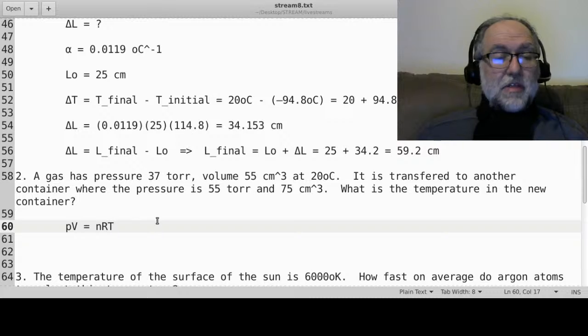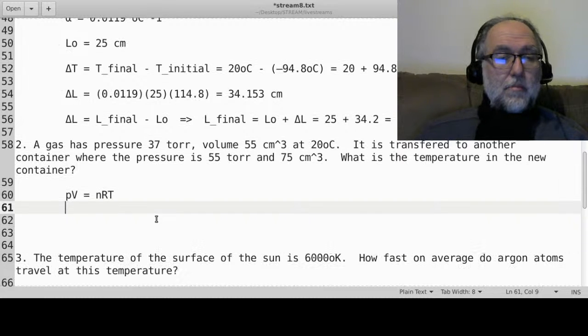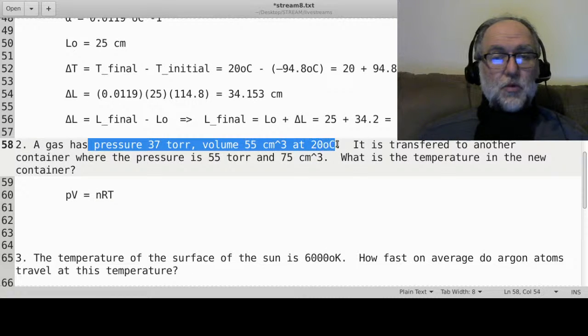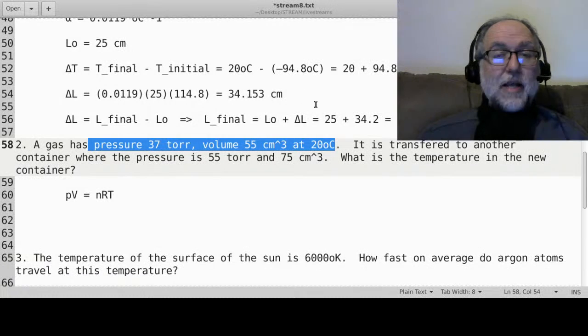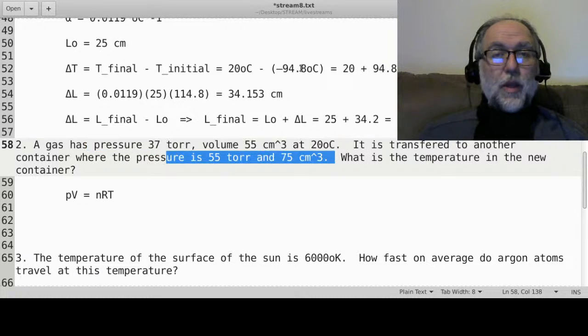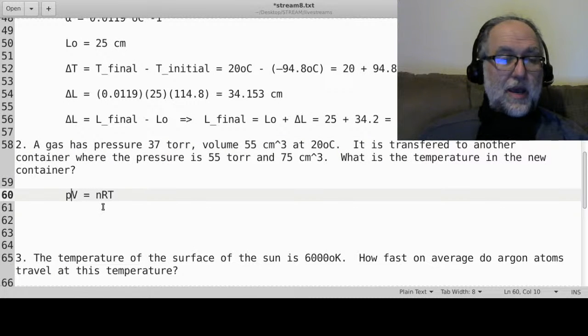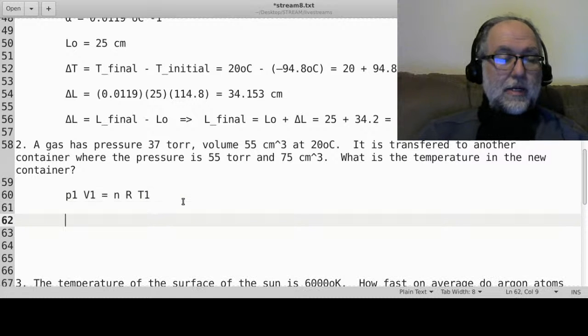We have this equation, but it applies both to the first situation, which we can put subscript 1 on, and it also applies to the second situation, where we could put subscript 2 on it. So you can imagine that you have this equation as P1 V1 is equal to nRT1. And then in our second situation, that is the gas in the second container, P2 V2 is equal to nRT2.